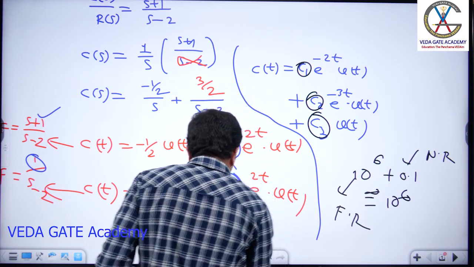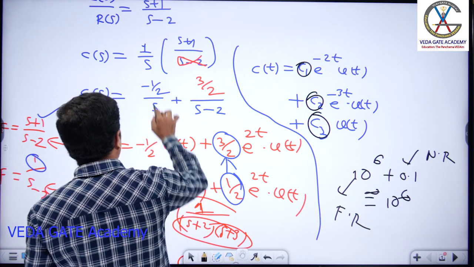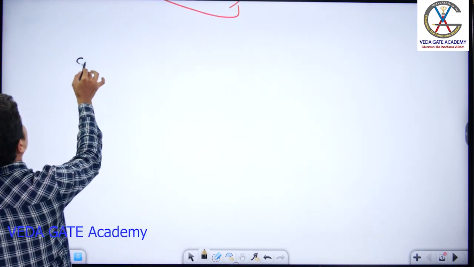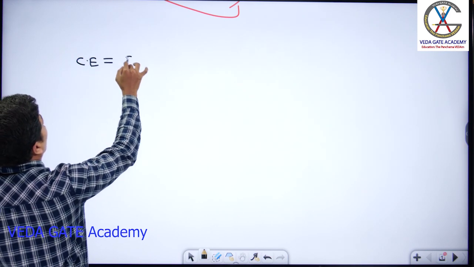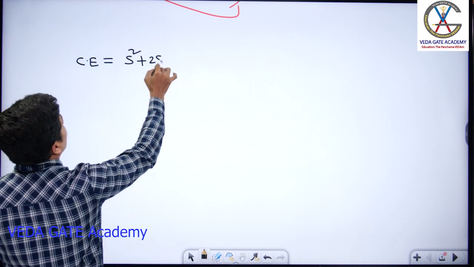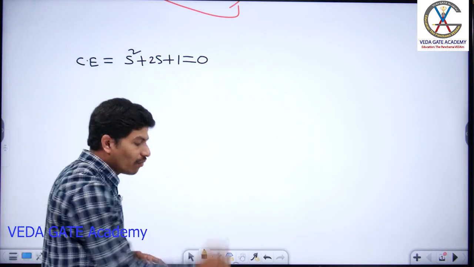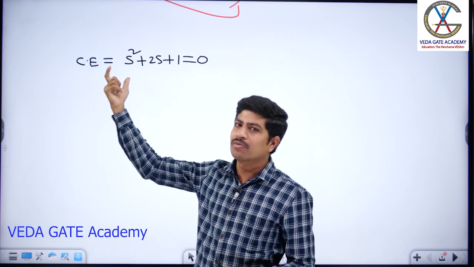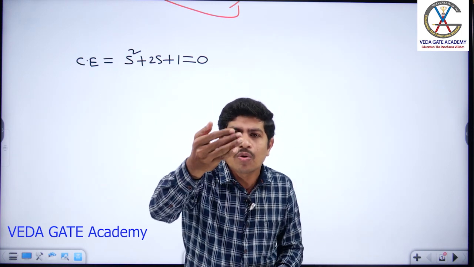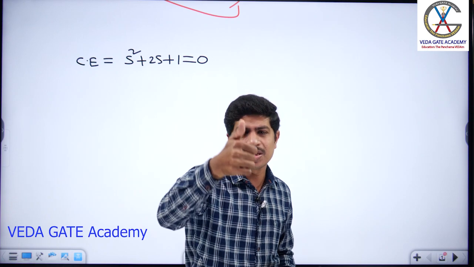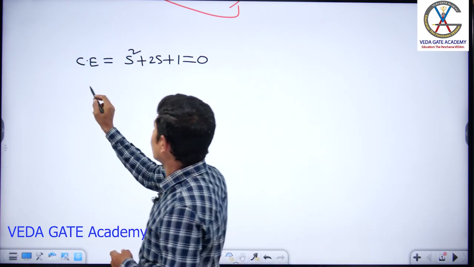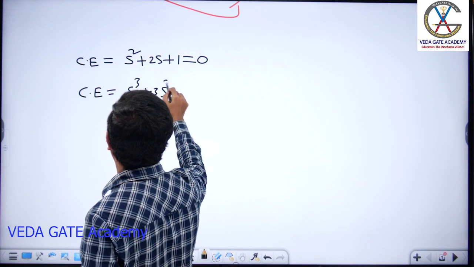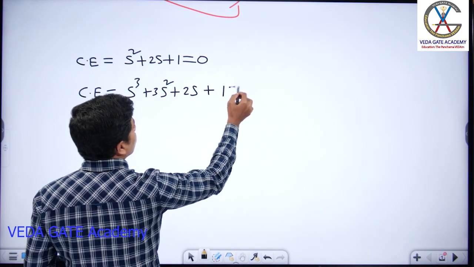Now if we take a characteristic equation like this, s square plus 2s plus 1 is equal to 0, we want to know whether that system is stable or unstable. What to do? Solve this characteristic equation. We will be getting two roots. If those two roots are in the left of the S plane, we can say that it is stable. Otherwise, it is unstable. Suppose I have a characteristic equation like this, s cube plus 3s square plus 2s plus 1 is equal to 0.